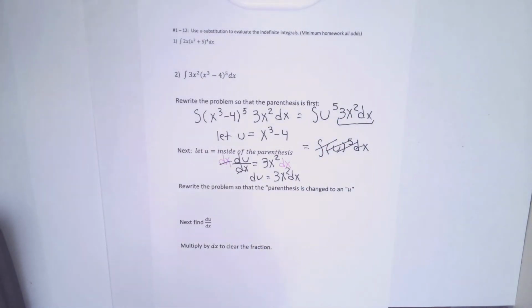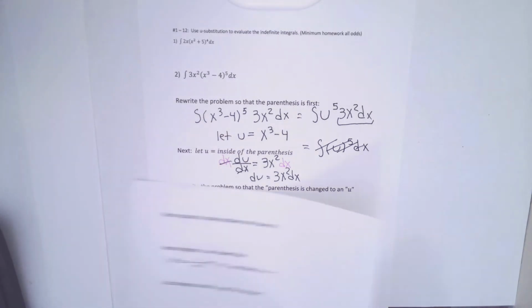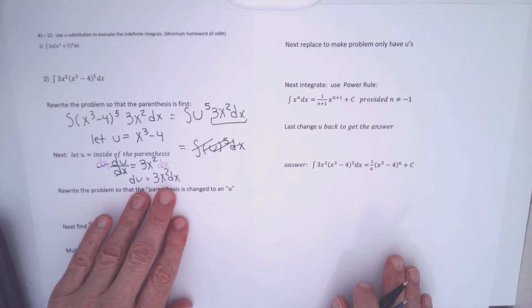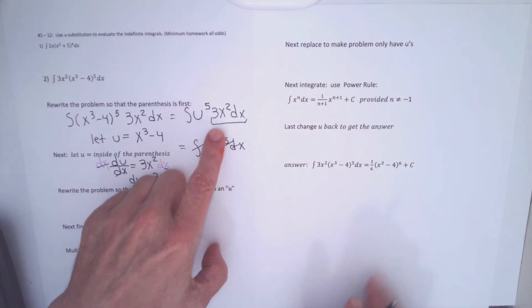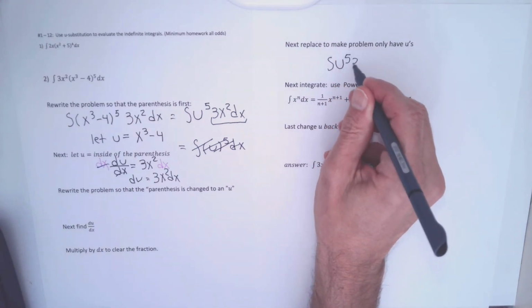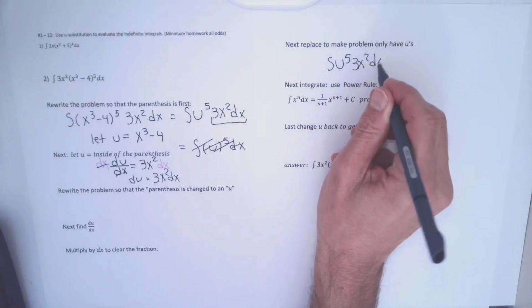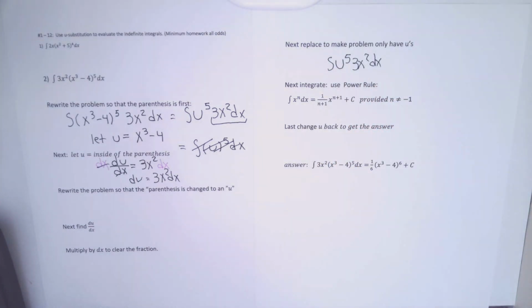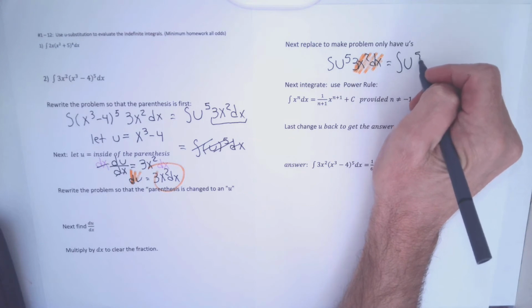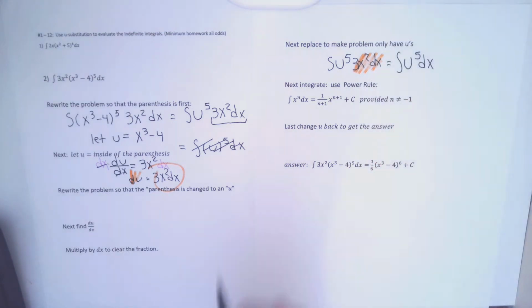What can I do now? Now I'm going to do my replacement. So now that I have the knowledge of what the 3x squared dx needs to be replaced with, I'm going to take the problem, which is u to the 5th times 3x squared dx. That's my current state for the problem. And what am I going to make 3x squared dx? Well, 3x squared dx is equal to du. So I'm going to replace it with exactly du. This is a good thing because I didn't have to multiply by an integer or multiply by a fraction. Really good place to be here.